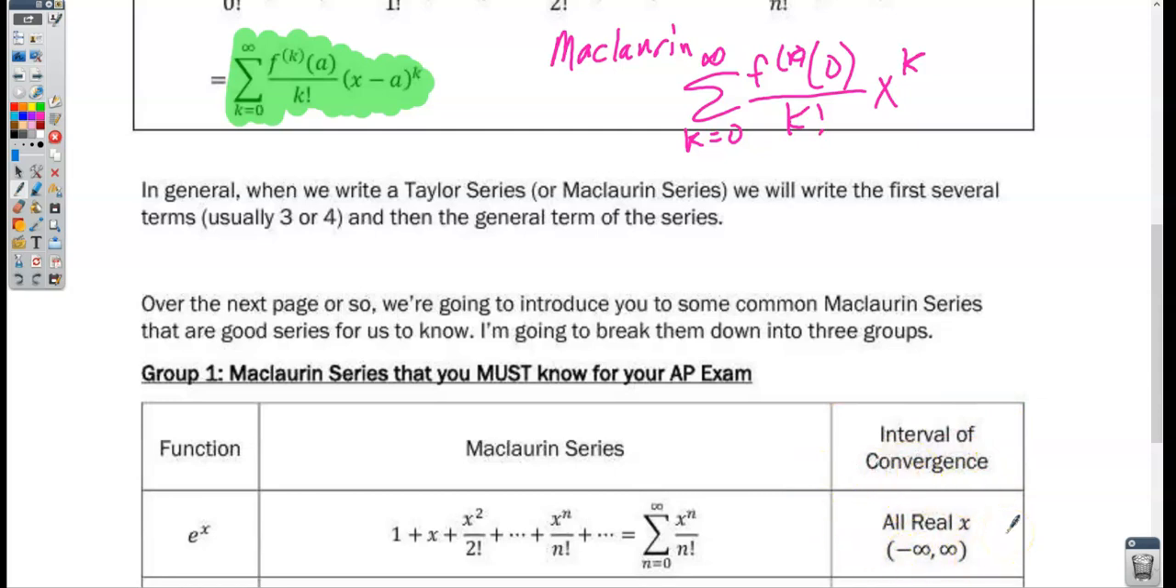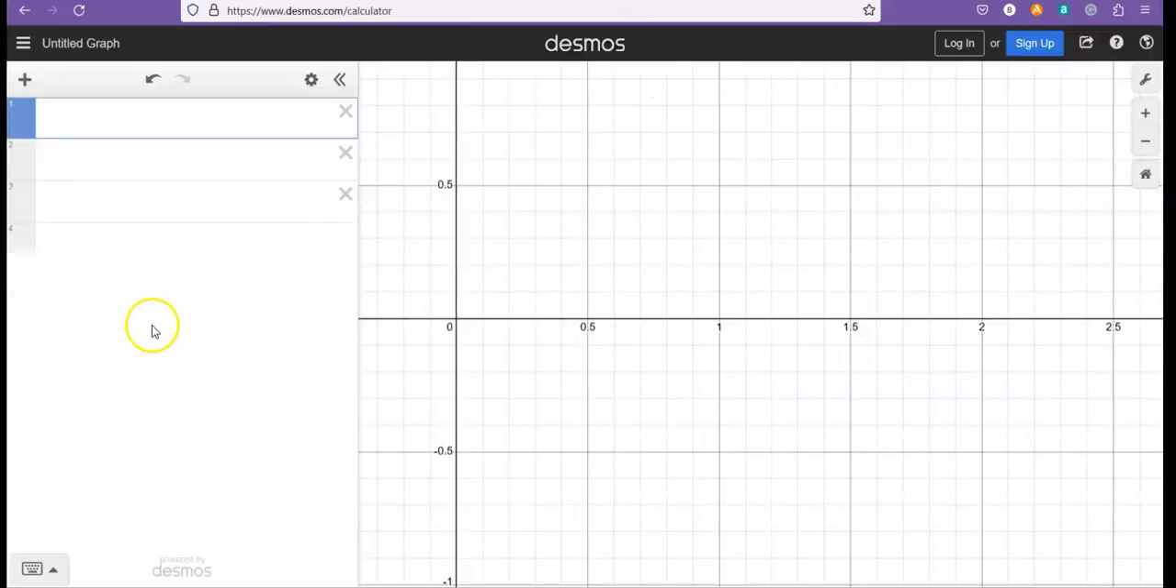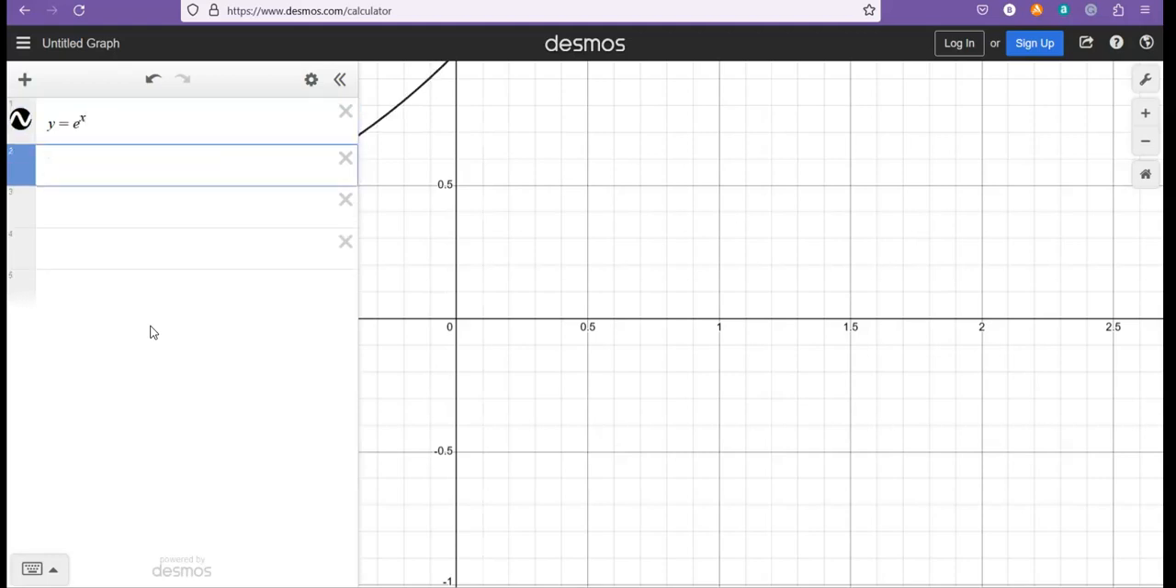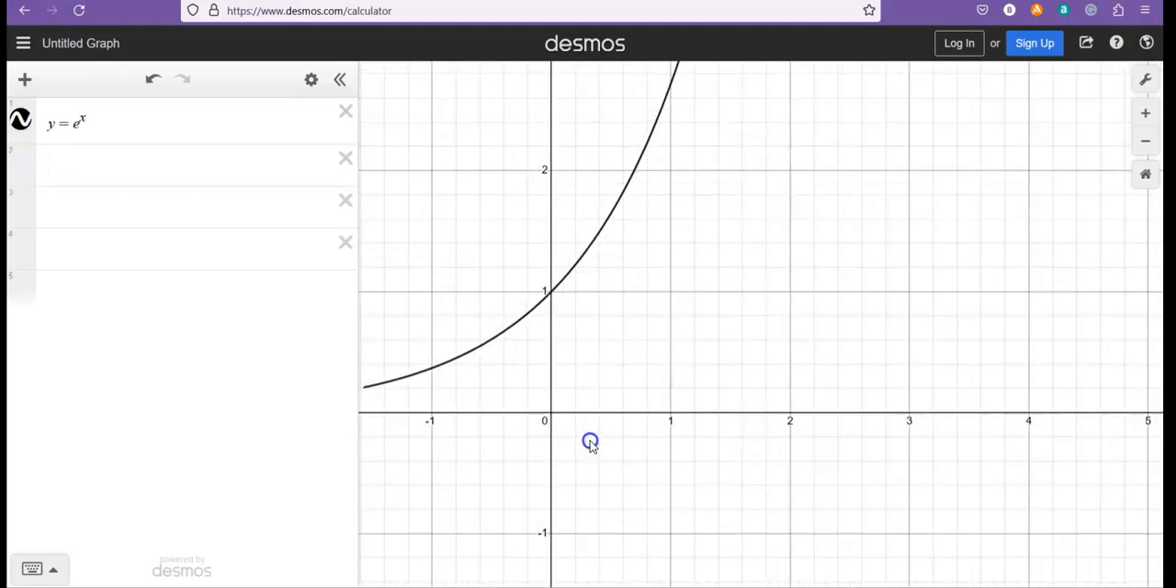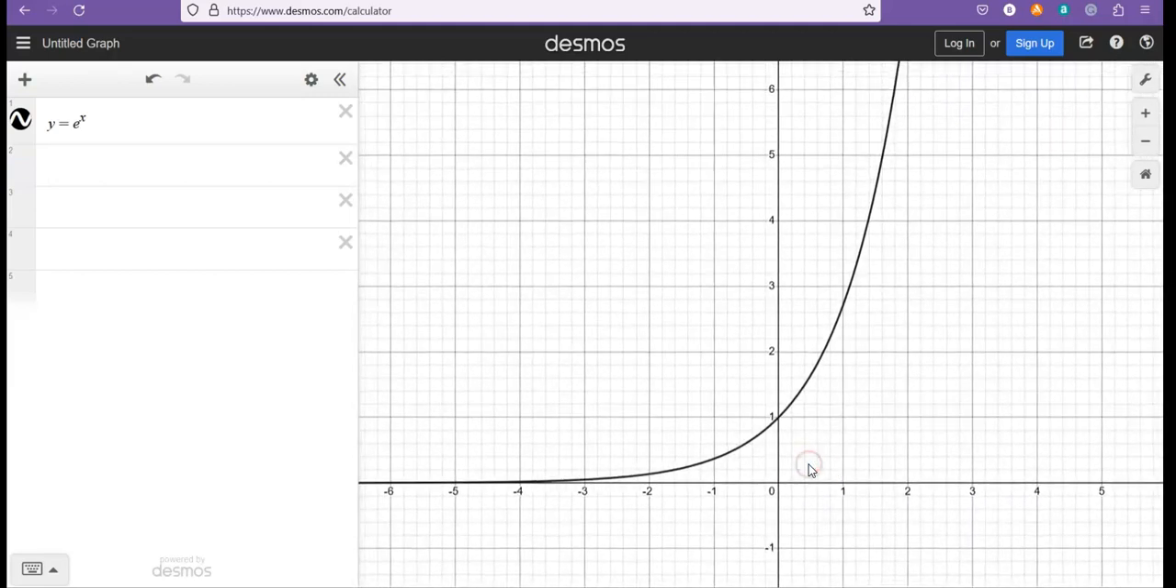In fact, all the series that we absolutely must know for our AP exam have an interval of convergence of all real numbers. Now let's take a look at what this function looks like compared to the series. So I'm going to go over here to our graph screen, and graph y equals e to the x. And I'm going to shift my window here so that I can see this a little bit better. All right, there's the exponential function.